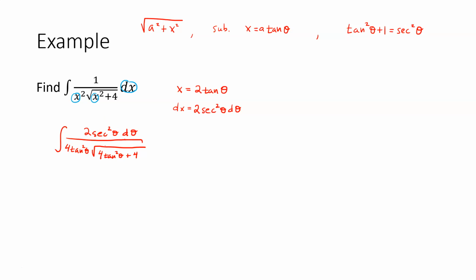Now let's simplify what we have a little bit. One thing I could do is I can factor out some constants from the integral. 2 over 4. And I also notice there's a 4 inside the square root that we can factor out, and it'll become 2 on the outside. So we're left with tan squared, and then the square root of tan squared plus 1 here in the bottom.